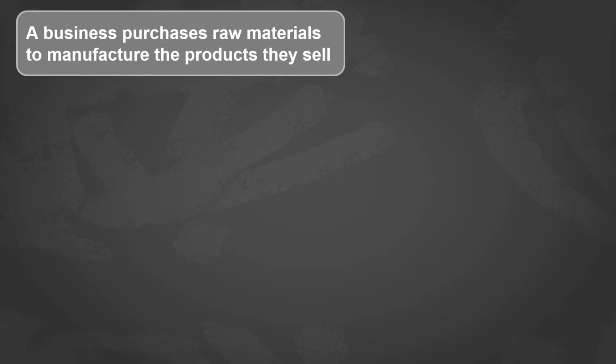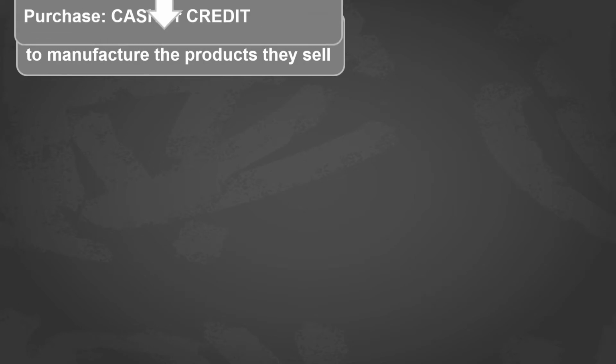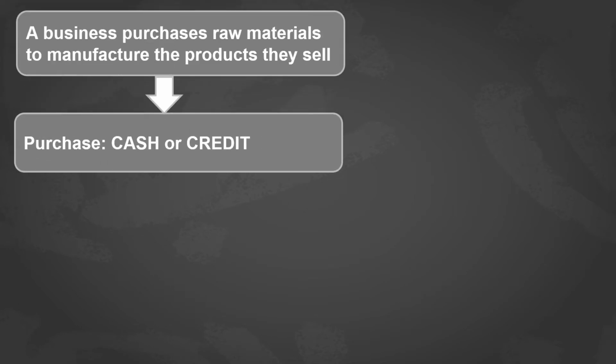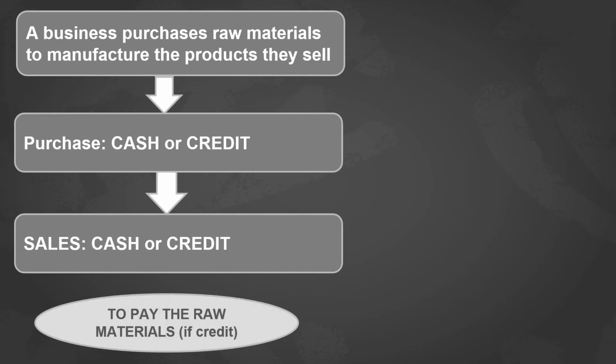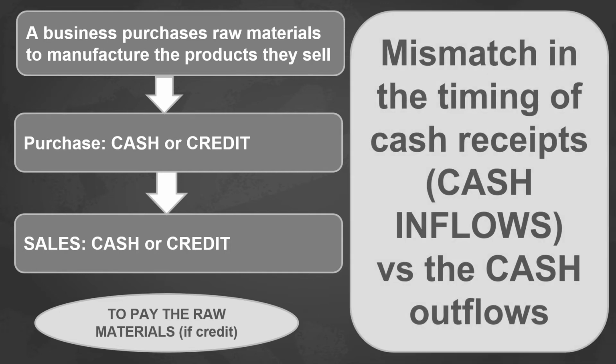A business purchases raw materials to manufacture the products they sell. Then, it will be paid either on cash or on credit. Once those products are sold, they are either paid in full immediately or are paid at a later date or a combination of the two. Ideally, we would want to receive the full payment of the sales right away and use that money to pay for the raw materials. However, the reality is that there is a mismatch in the timing of the cash receipts and the cash payment for the raw materials.